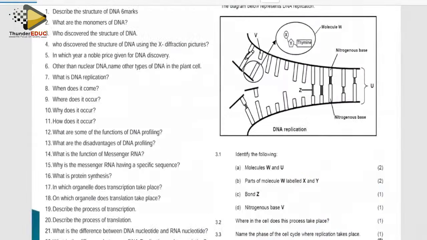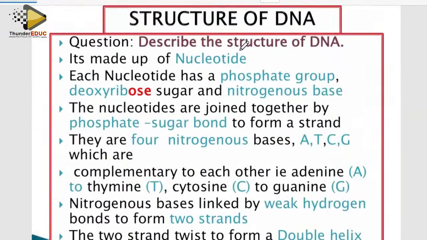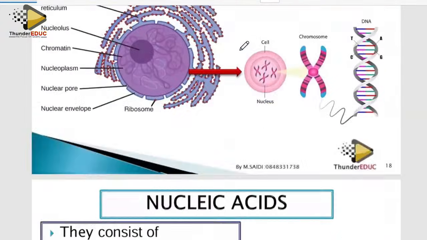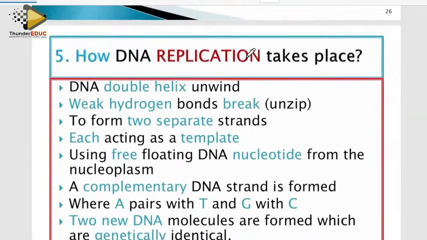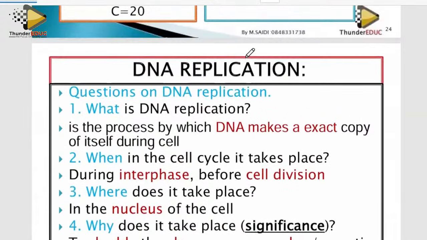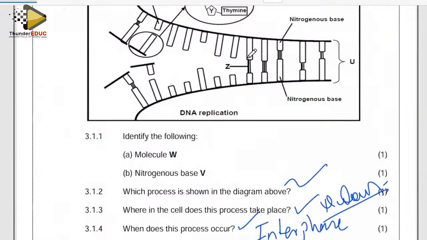Those questions are in our distinction material book. So make sure that you read this book, because there is no way you're going to fail. When does it occur? During interphase. Where does it take place? In the nucleus. Those questions are there, so there's no excuse to give me that you have failed.